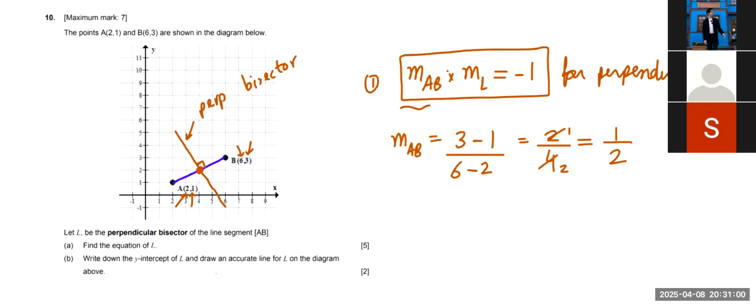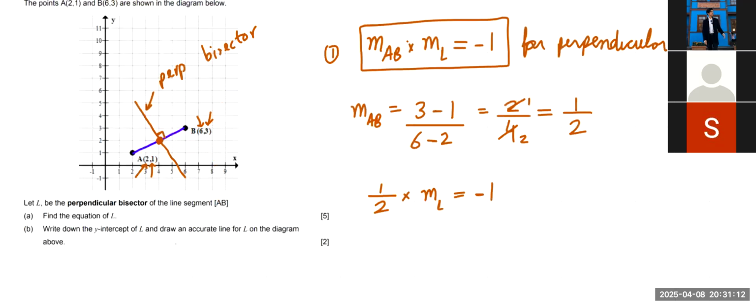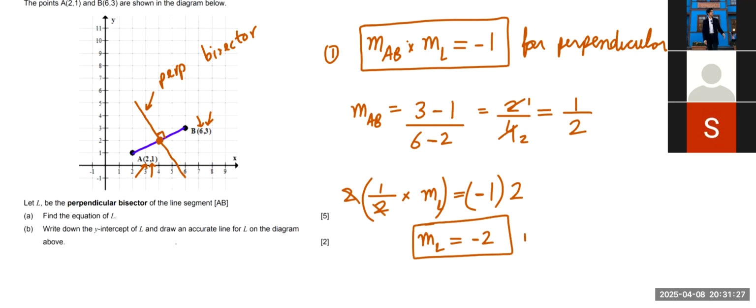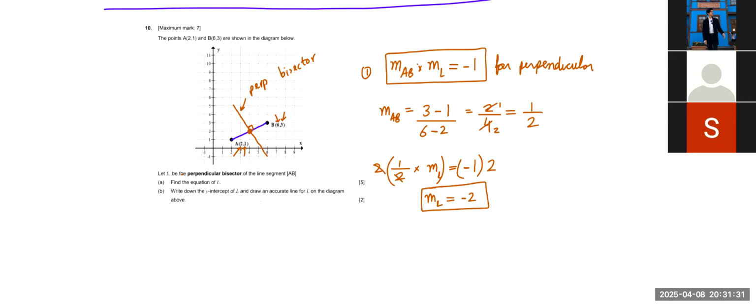Because they are perpendicular to each other, L and AB, the product of their slopes must be -1, which means that if I multiply 1 over 2 with the mystery slope of my line L, I should get -1. If I multiply both sides by 2, I can find what ML is. Over here the 2's cancel out, and over there I get -2. So the slope of my line L is -2. That is how you can find the slope of a line if you are given another line that is perpendicular to your line. Okay? So any questions about this?